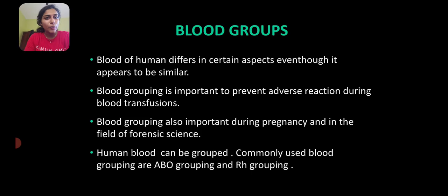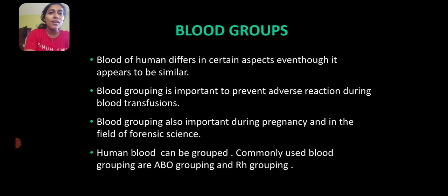Also, a correct blood grouping system is very important at the time of pregnancy and in the field of forensic science. And we have different kinds of blood grouping systems, that is the ABO blood grouping system and the Rh grouping system. So what is the actual criteria behind the ABO blood grouping system and the Rh grouping system? We should study more specific data about both in this session. So are you all ready?